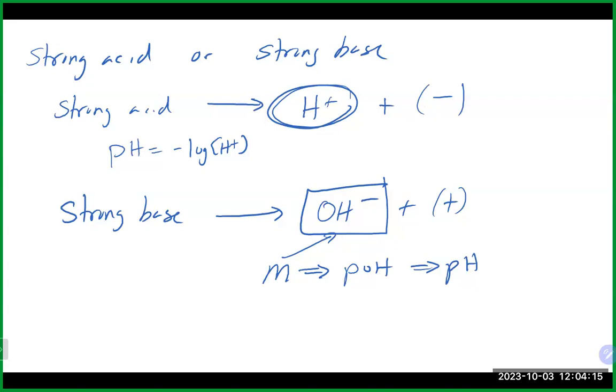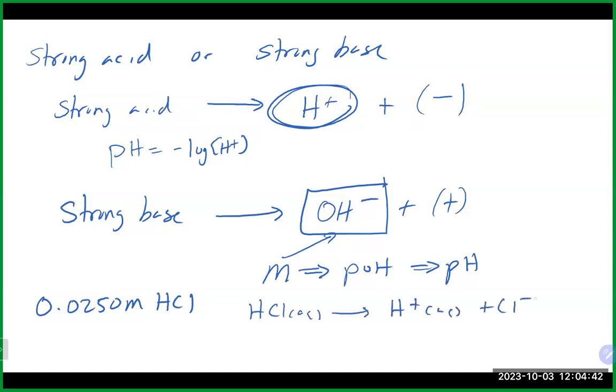They may say, hey, what is the pH of this nitric acid solution? So if I had, say, 0.025 molar hydrochloric acid, and I want to figure out the pH. What I know about hydrochloric acid is it will break apart, as we've been talking about, into H plus and Cl minus. That means if this guy has a concentration of 0.025 molar, what is the concentration of H plus?